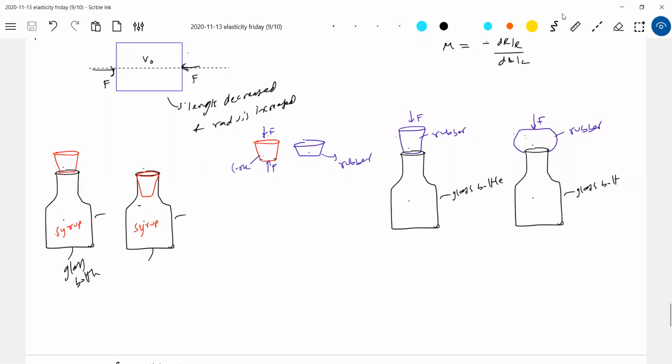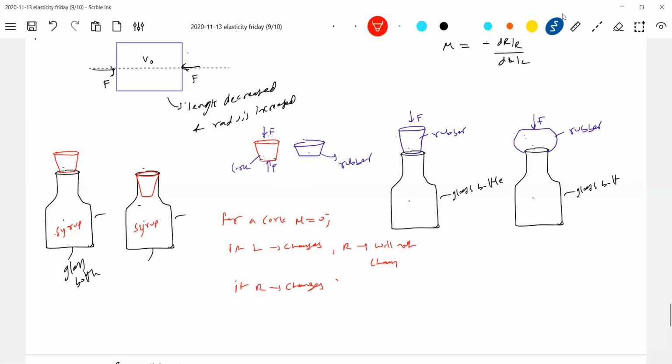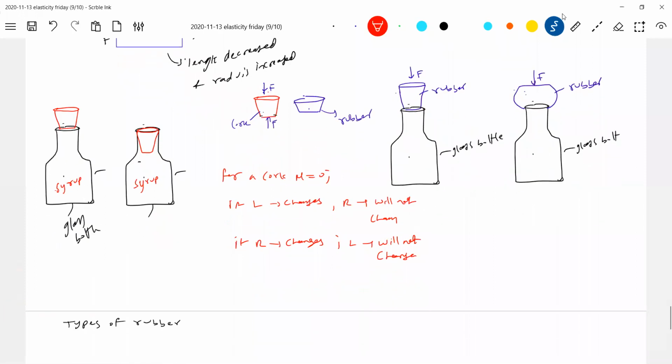So what do you mean by mu zero? How do you have to understand mu zero? If L changes, R will not change. If R changes, L will not change. There's a meaning. So for a cork, what does it mean? If L changes, R will not change. If R changes, L will not change.